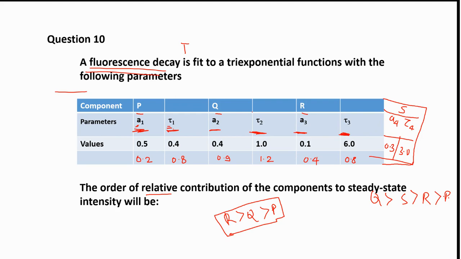Okay, since you have solved it, I'll also solve it in short. First for P, it will be 0.2 into 0.8, so it will come to be 0.16. Then for the second Q component, it will be 0.9 into 1.2, which is 1.08. For the third one, it will be 0.4 into 0.8, so it will be 0.32. And the fourth one will be 0.3 into 3.0, so it will be 0.9.